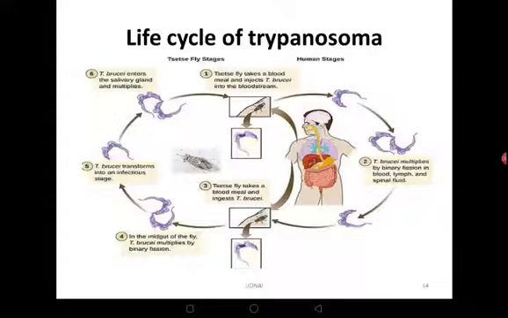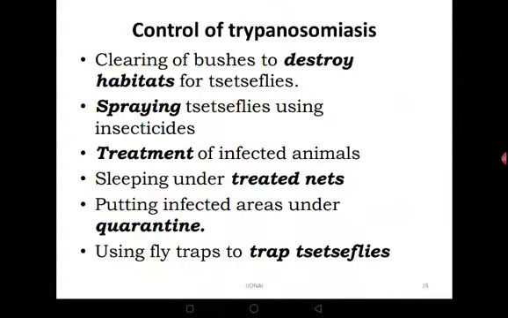So in the tsetse fly, in its mid-gut, the trypanosomes multiply or increase in number, and then from there they migrate to the salivary glands, where they can readily be transmitted again to another person. So in simple terms, that is how the trypanosomes are spread.